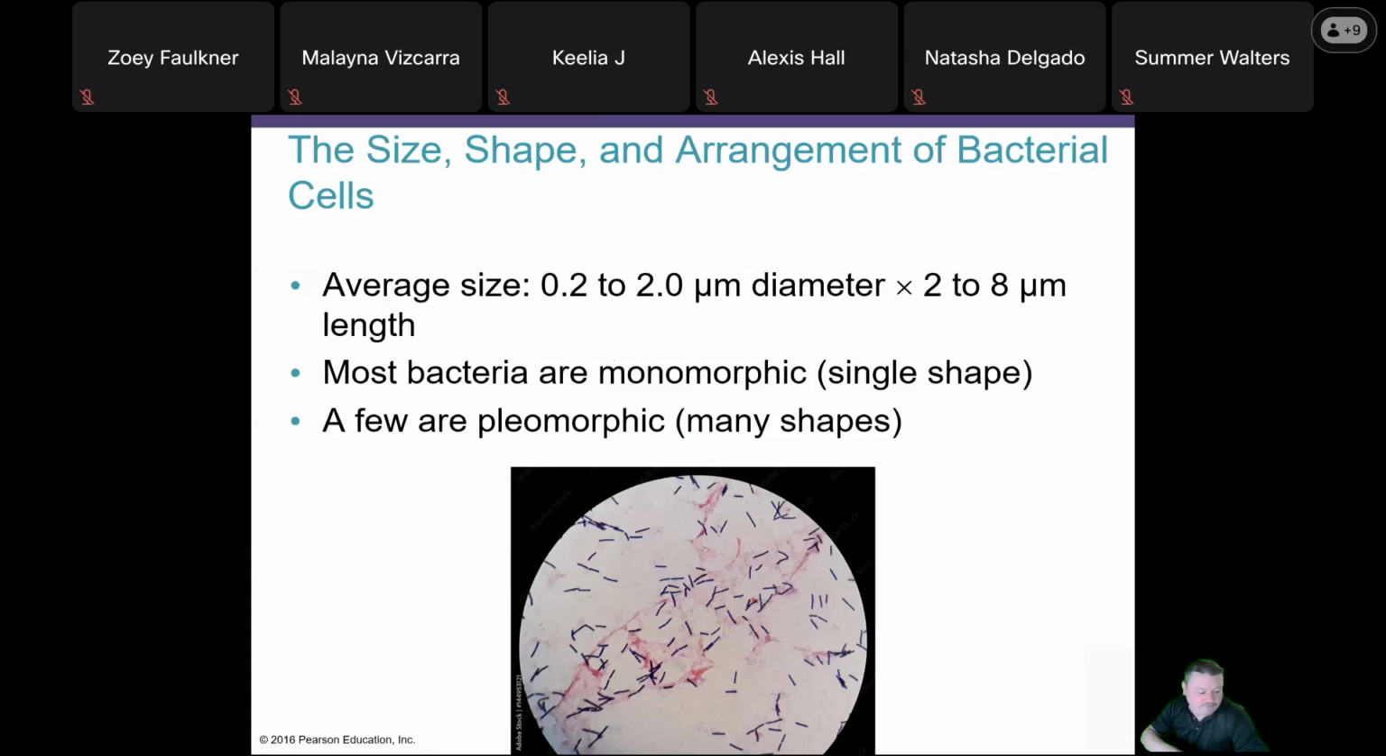Again, you'll need to put these under oil immersion to be able to even see them. Some of these are fairly large, like Bmag. So you'll look at it under the microscope, you'll be able to see it in a lot of detail. But some of the others are very, very tiny. But this is what you're going to start seeing in lab when you start looking at these through the microscope.